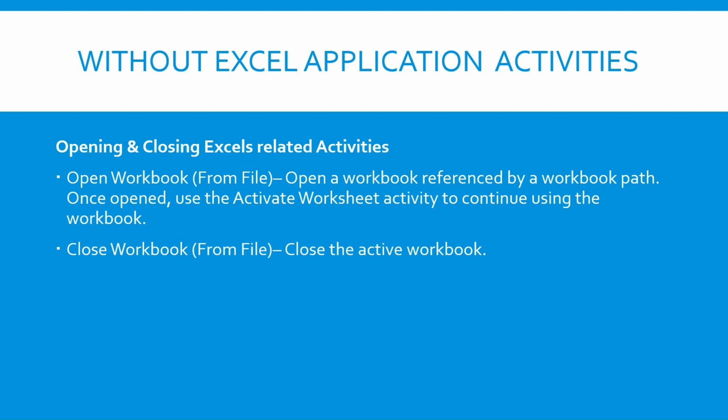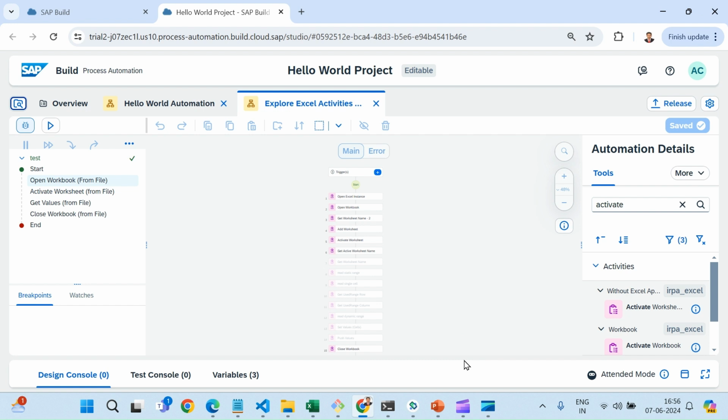If you remember, in the case of our Excel application activities for opening and closing, we were using the open workbook and close workbook activities. Additionally, we required two activities called open Excel instance and close Excel instance. But here, in the case of without Excel application activities, we don't need them. Now, let's see how to implement these activities for opening and closing an Excel workbook using the without Excel application activities.